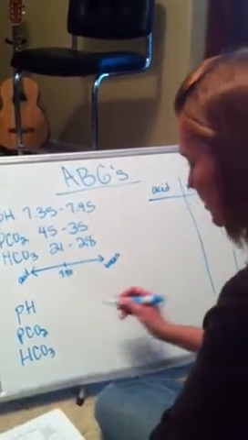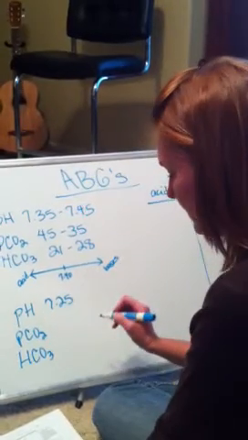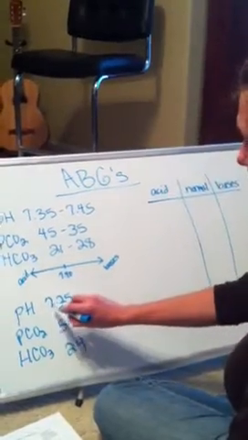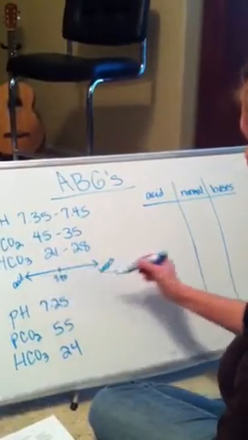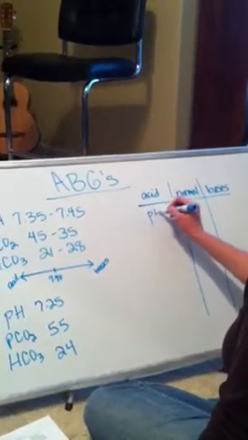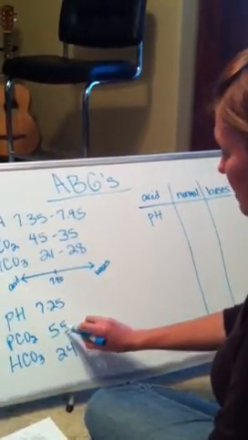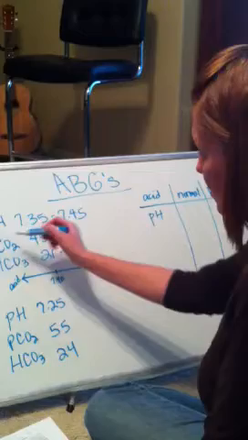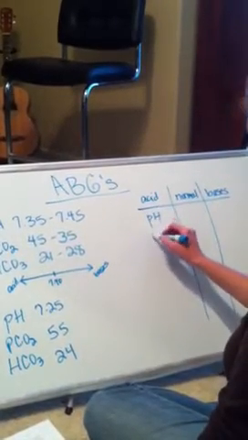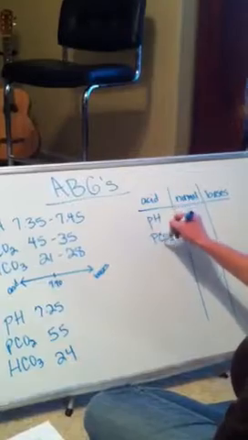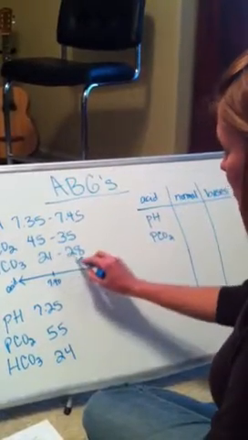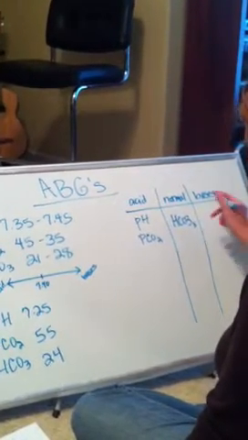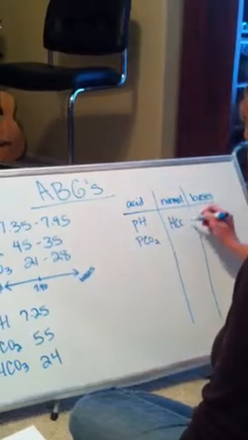Okay, so we'll start with 7.25, 55, and 24. All right, first of all, your pH is on the acidic side, so you put pH under acid. Then you go to 55, and remember that 55 is going to be that way instead of that way. So that's acidic. So your PCO2 is on the acid side. Your bicarb is 24, and it's normal.